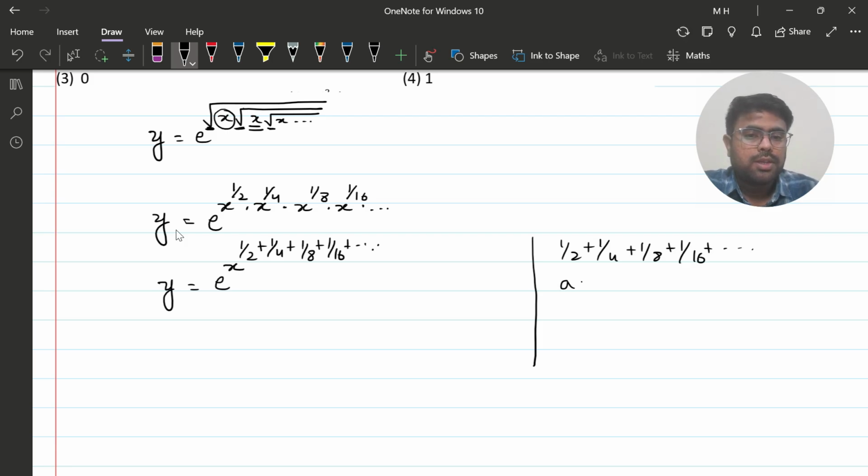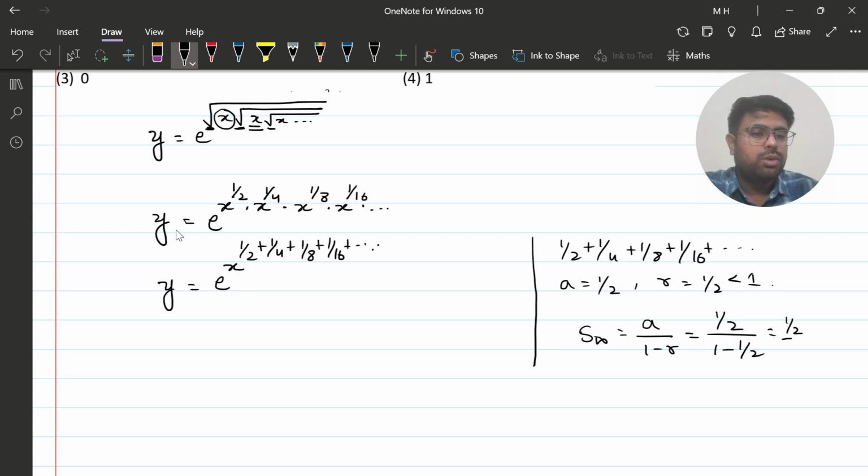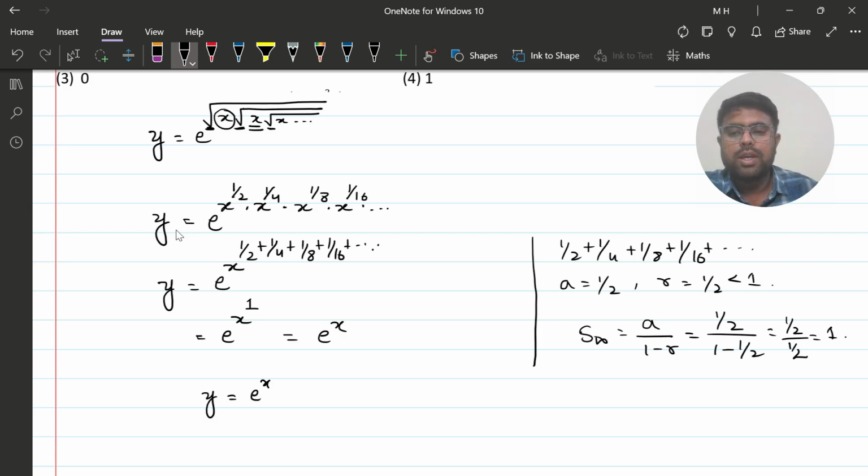The first term a is equal to 1 by 2, and the common ratio r is equal to 1 by 2, which is less than 1. So therefore the sum to infinite terms is going to be a divided by 1 minus r, which is 1 by 2 divided by 1 minus 1 by 2, which is 1 by 2 by 1 by 2. It is going to be equal to 1, right? So this is equal to e raised to x raised to 1, which is e raised to x. So therefore y is equal to e raised to x itself.